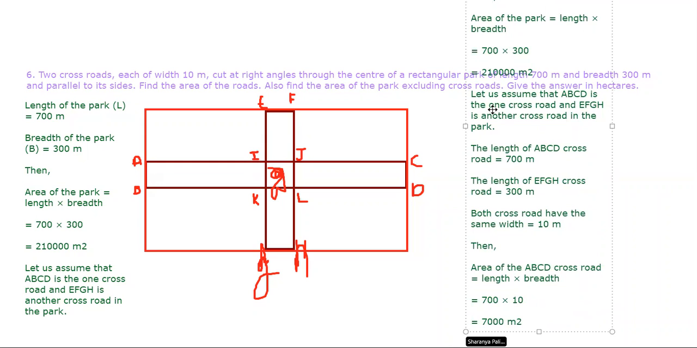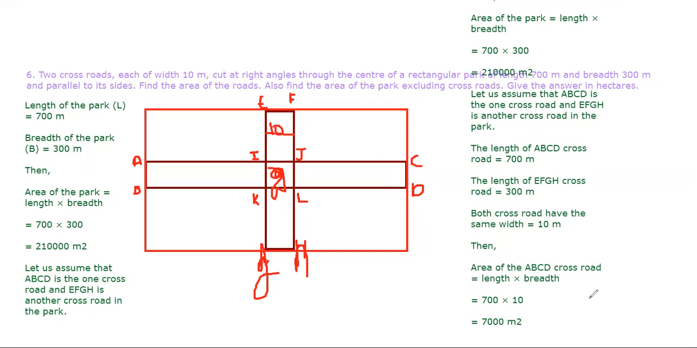So let us assume that ABCD is one crossroad and EFGH is another crossroad. Why? Because these two are parallel. So one of them will have 300 and another one will have 700. But the crossroads have this width, and as I told you in the previous question also, width cannot be changed. Width will always be the same. So width is 10 meters.